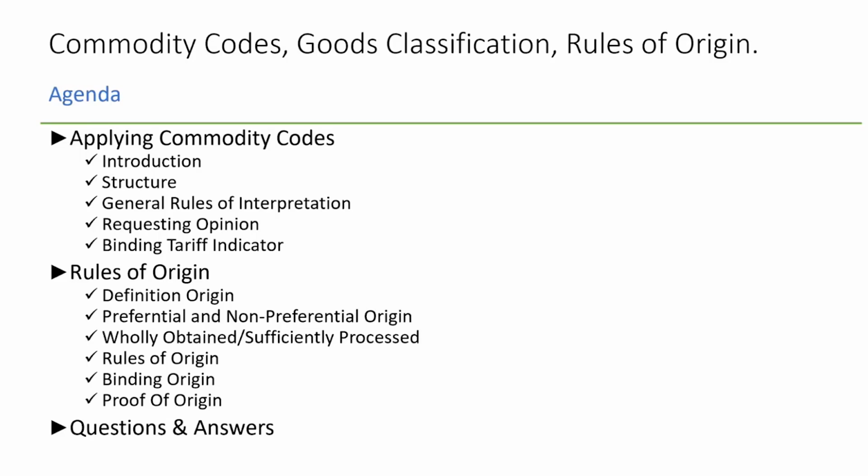Then we look at rules of origin. What is origin? What's the definition of it? And I have spelt preferential and non-preferential incorrectly, but I know you know what I mean. And then there's two ways that origin can be obtained, and that's wholly obtained or sufficiently processed. Rules of origin. There are some general rules of origin that tend to apply across all trade agreements. Binding origin, and then proof of origin. And as John mentioned, we leave some time at the end for questions and answers.